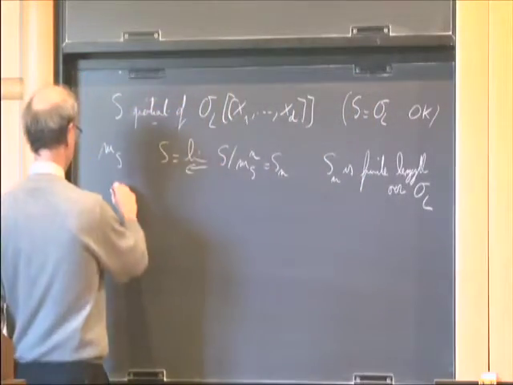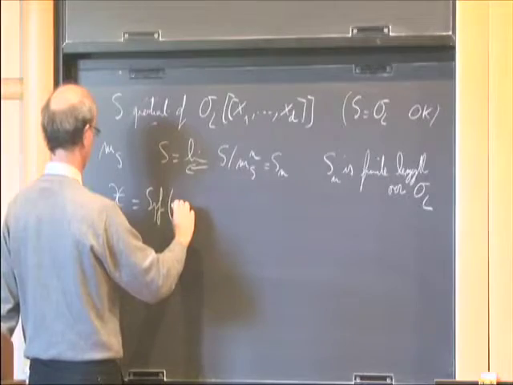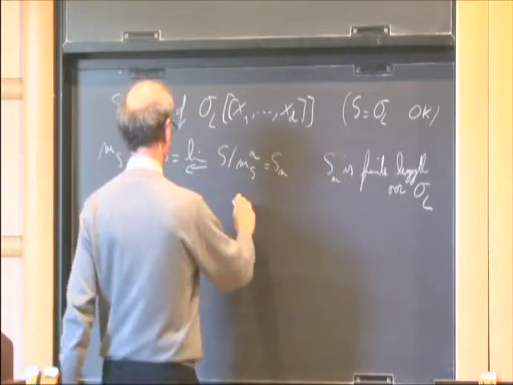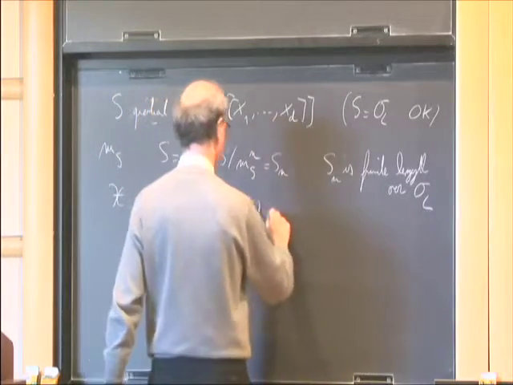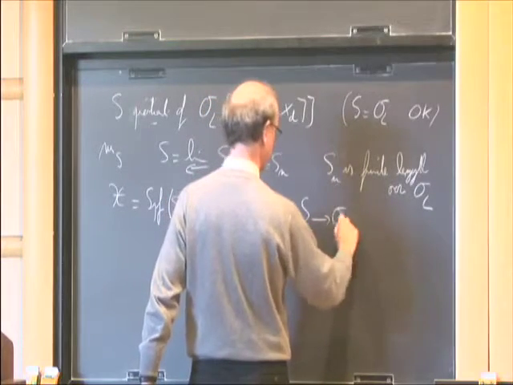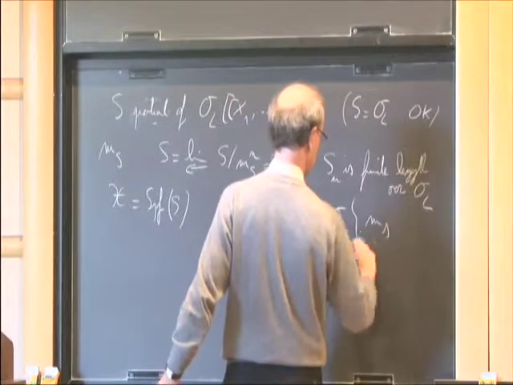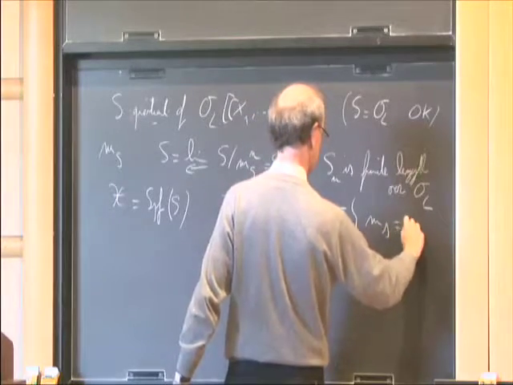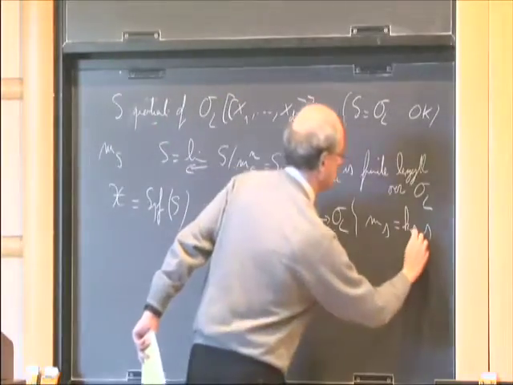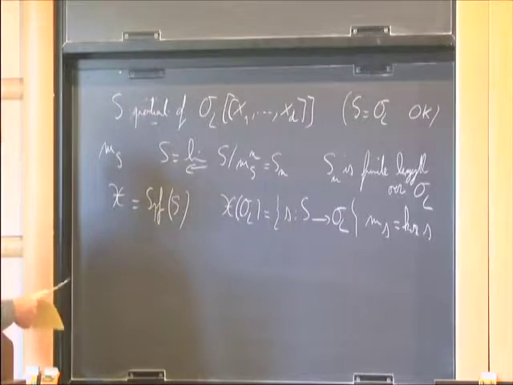Okay, so you look at X, the formal spectrum of S. So that will be the space of parameters. And so X of OL is also just the set of morphisms from S to OL. And you are going to denote by m_s, M small s, the kernel. So this is going to be a prime ideal in S.